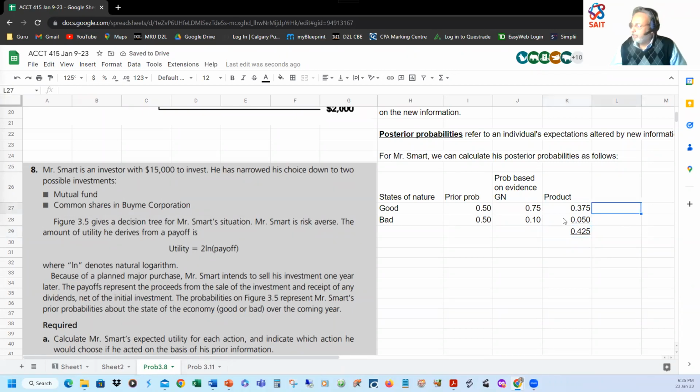Now, think of it as a batting average, right? So out of 425 occurrences, 375 will lean towards good, and 50 out of 425 lean towards the economy being in a bad state. So posterior probabilities: posterior means after the fact. So after obtaining new evidence, there's a 0.375 out of 0.425 probability that Mr. Smart will expect the economy to be good. If I calculate that, I get 0.88235, etc.